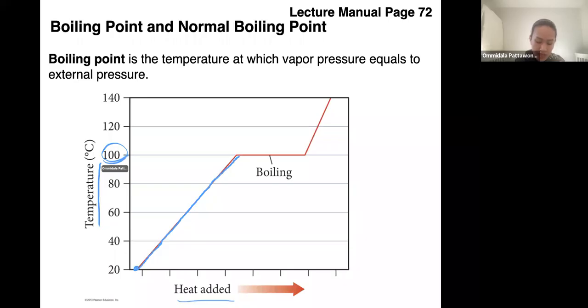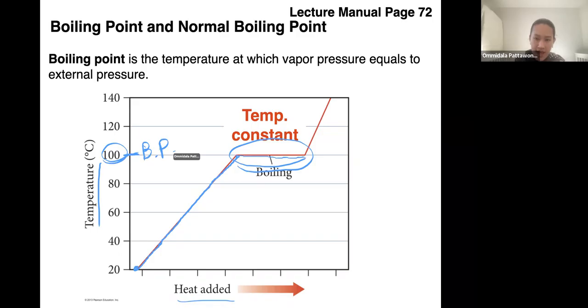You are going to start to see that when you keep adding heat, the temperature no longer changes. At this point right here, we say that the temperature is constant. This constant temperature tells us that this water is changing from liquid to gas. The temperature at this point is what we refer to as the boiling point.